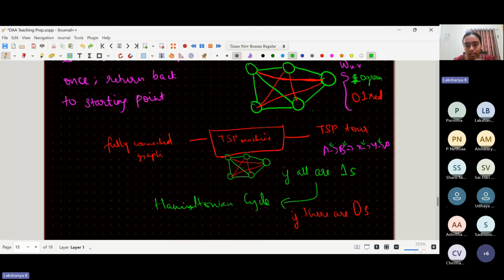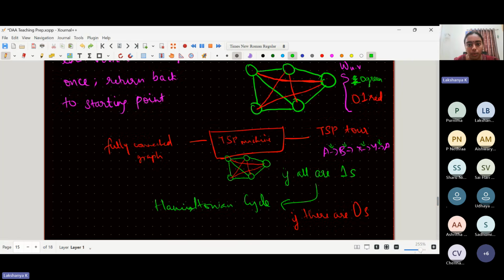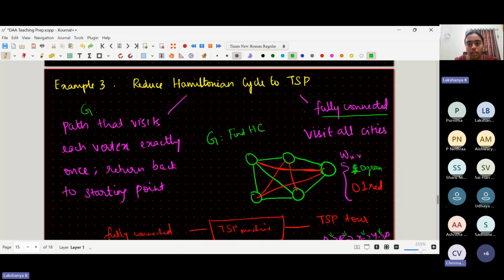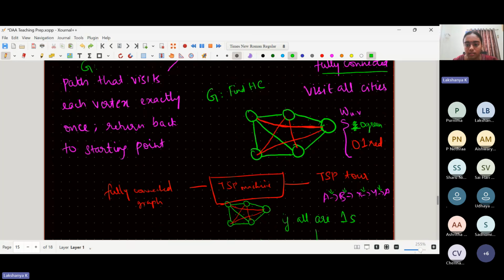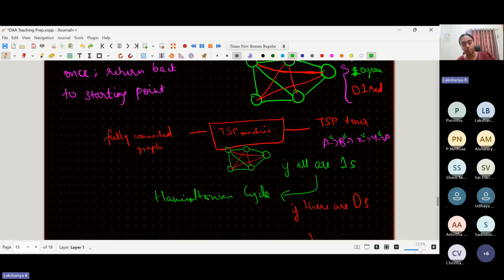No, again, it goes back to how you have defined your problem. I have defined TSP as: this machine will take a fully connected graph and give me a tour. It need not be the best tour or anything. If you define your TSP like that, then your reduction logic will change accordingly. Okay, any other questions?